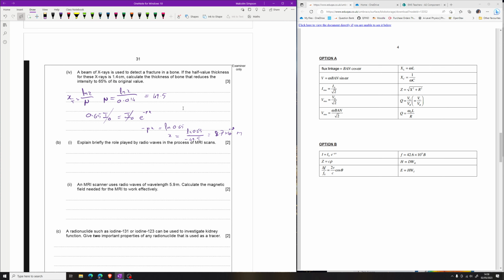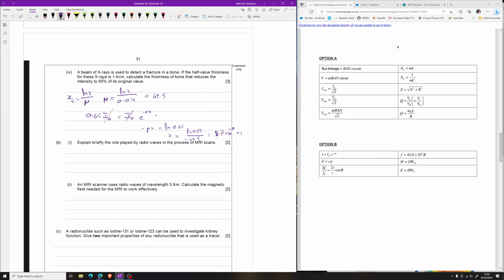Explain briefly the role played by radio waves in the process of MRI scans. So the way MRI works, you put stuff in a very strong magnetic field, and the magnetic dipoles in it line up with the field. Hitting that with radio waves of the right frequency can flip specific particles. I think it's hydrogen atoms. Flips them, and then they flip back, re-emitting. So I just want to put that into words for 2 marks.